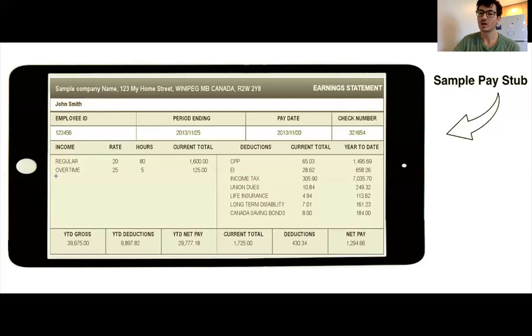And then you have your overtime. Sometimes it's pay and a half. This person only got pay and a quarter, so $25 an hour, and they worked 5 hours overtime. That amount is calculated separately. So that's their overtime pay.